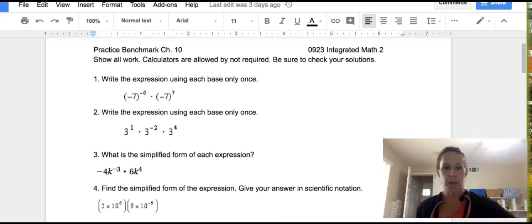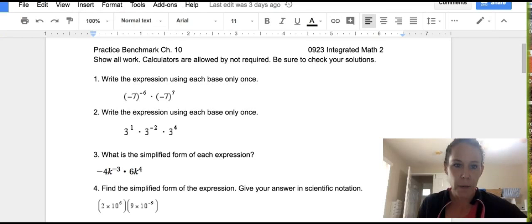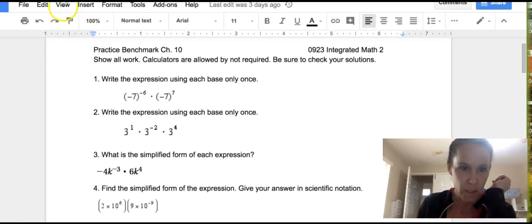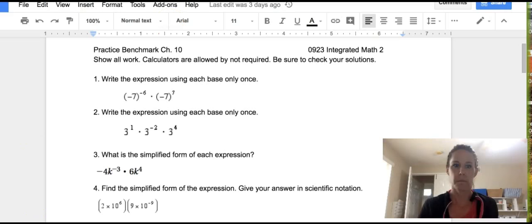Okay, let's start with number 1. Number 1 asks, hold on, I need a writing tool. Okay, write the expression using each base only once. So we have a writing tool that's not working. Hold on. Okay, in number 1, we are going to write the expression using each base only once.